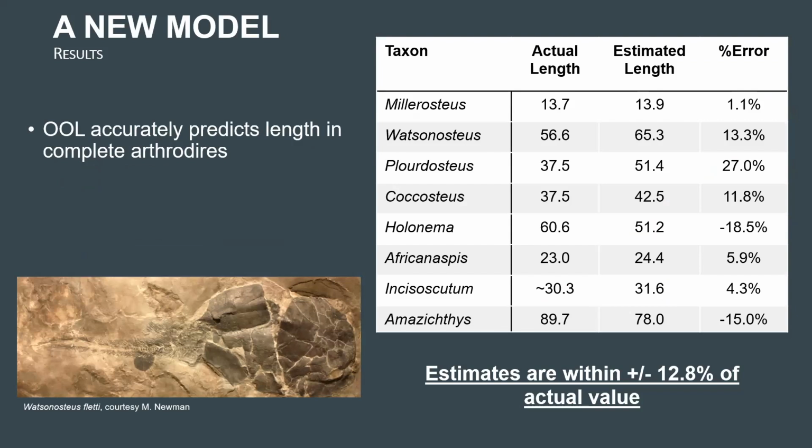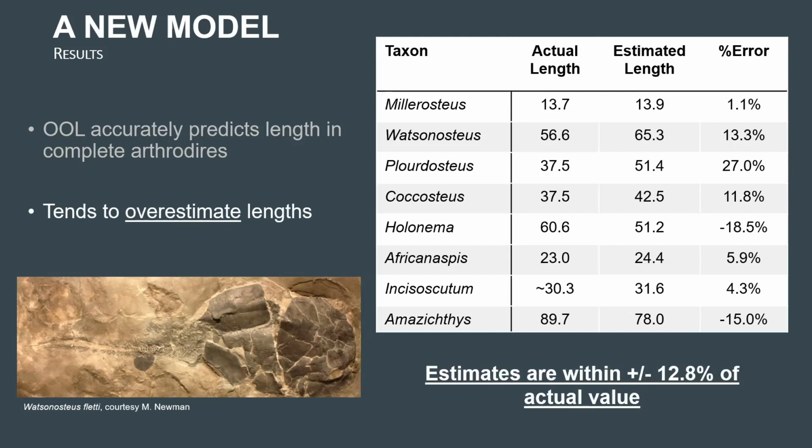So orbital peritoneal length accurately predicts length in complete arthrodires. It predicts length pretty well in all of these. The only one it doesn't is Placodermi, and that one is because the specimen is damaged, and I actually suspect it's missing about 5 or 6 centimeters of it. What's interesting is that OL almost invariably overestimates body length. It usually doesn't underestimate it. And the resulting estimates are within plus or minus 12.8% of the actual length.